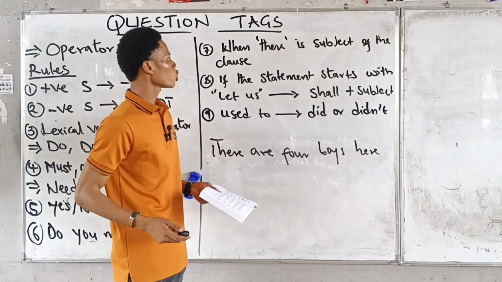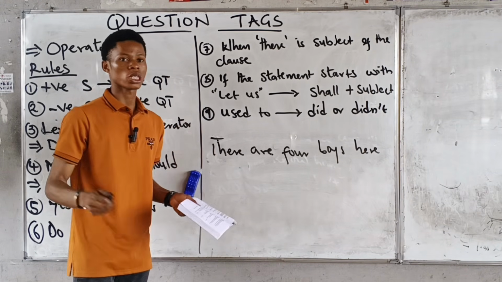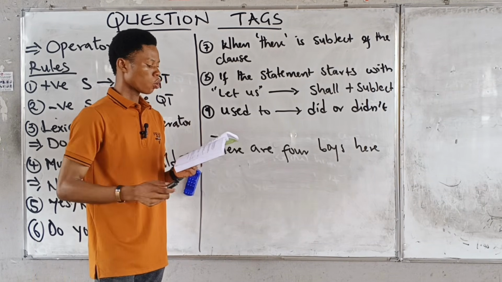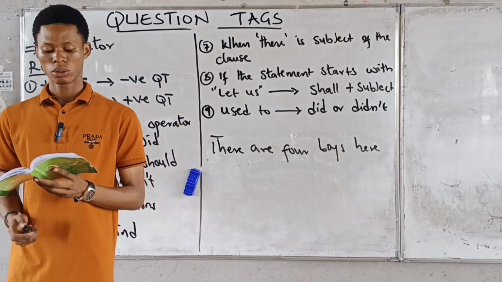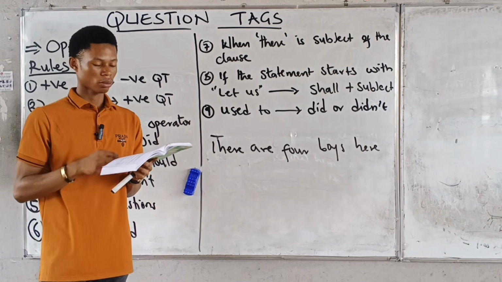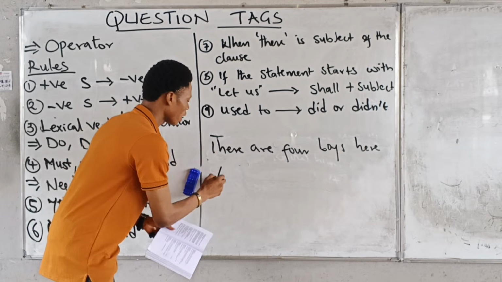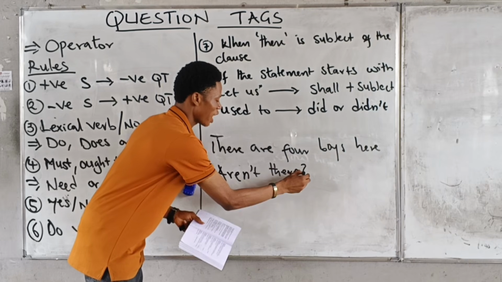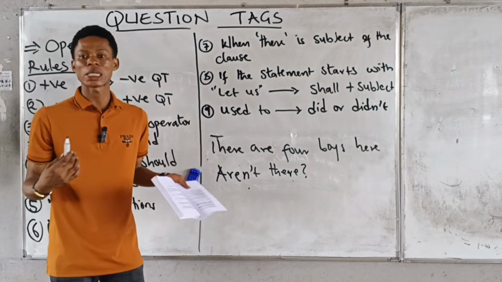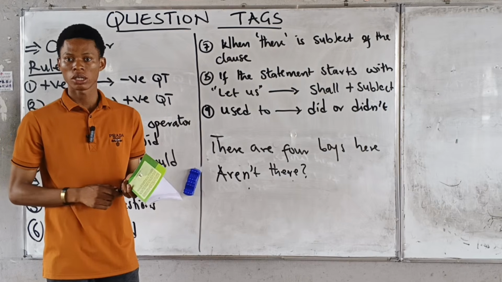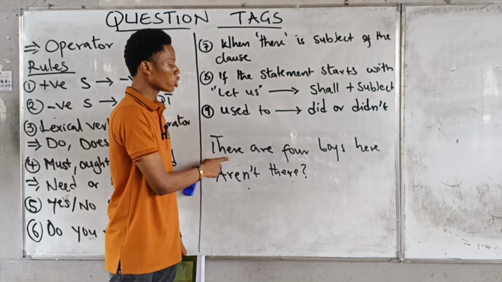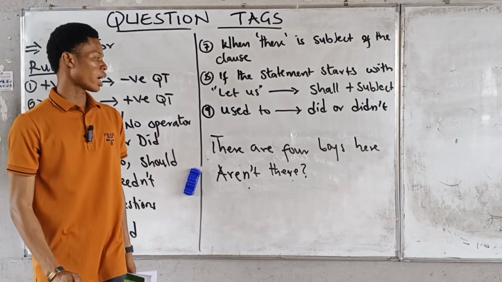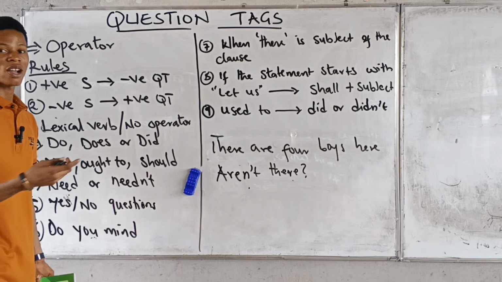We said when there is the subject of the clause, the second part of the statement should start with what also? There. Now, there are 4 boys here. What will be the question tag? Aren't there? Not aren't they. Aren't there? Are there not 4 boys here? Not are they not 4 boys here. So if there is used as the subject of the clause, there should also be used in the question tag. So, there are 4 boys here, aren't there?